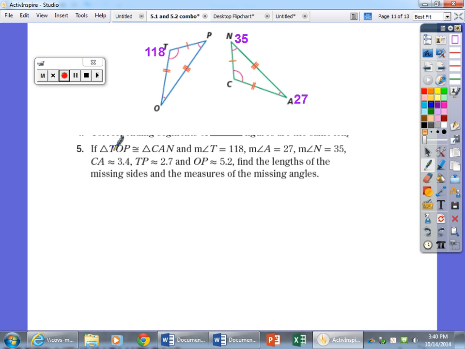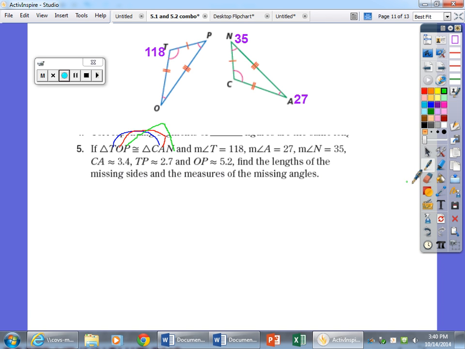Angle T would be congruent to angle C. So T and C are both 118 degrees. Angle O would be congruent to angle A. So O and A are both 27. Angle P is going to be congruent to angle N. So I know angle N is 35, angle P is also 35. So that allows me to find all of the missing angle measures that I need because those are the corresponding parts.